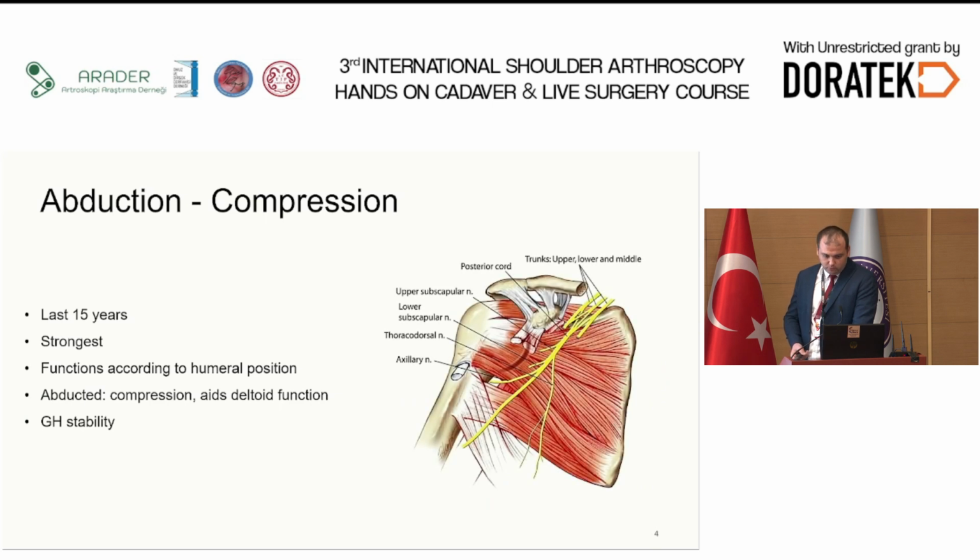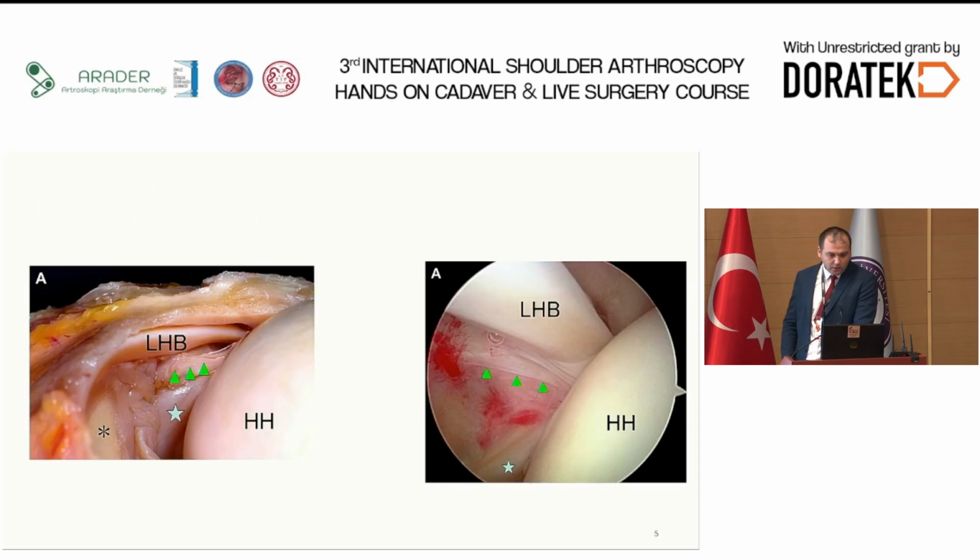In conjunction with those different functions, the upper part of the subscapularis, which inserts as a tendon to the lesser tubercle, is innervated by the upper subscapular nerve, and the lower part is innervated by the lower subscapular nerve. During arthroscopy, we can see the upper 1/3 of the tendinous portion of the subscapularis from the posterior. This is a cadaver picture, and this one is from the arthroscopy.